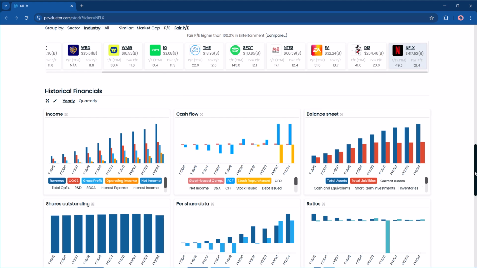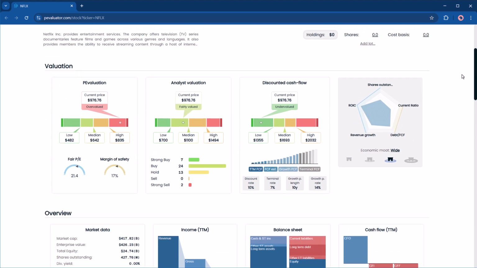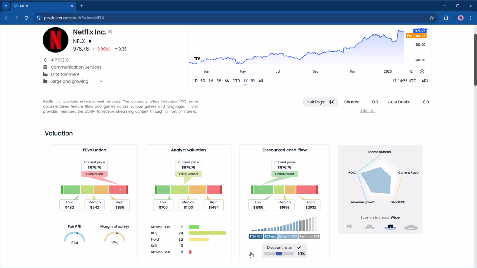10% is the average market return. The higher the desired return, the higher the margin of safety. We'll set ours to 12%. Although a solid business, Netflix has strong competitors.